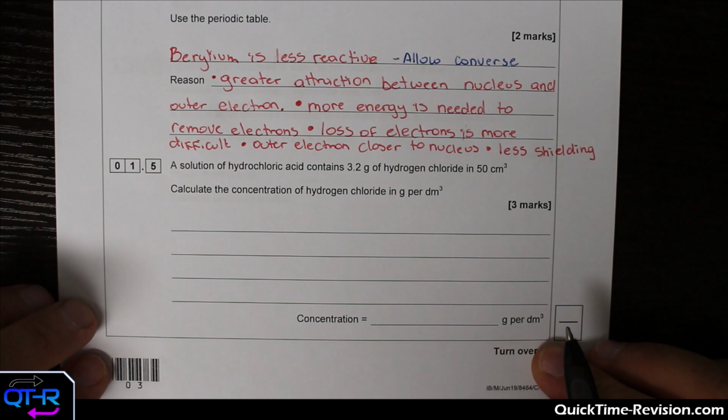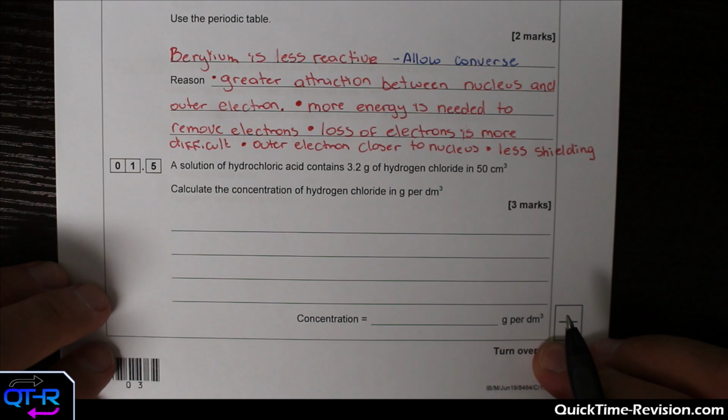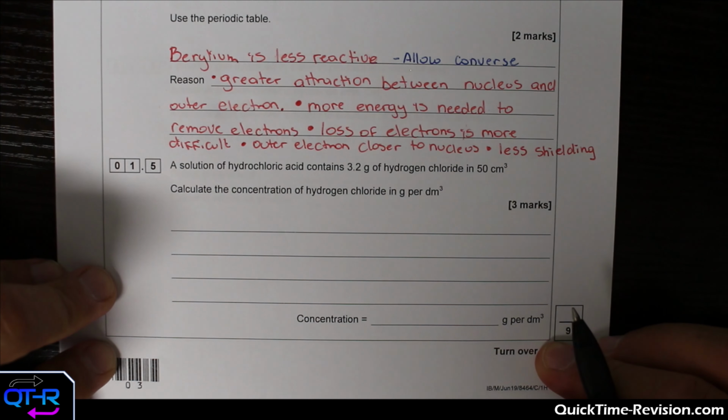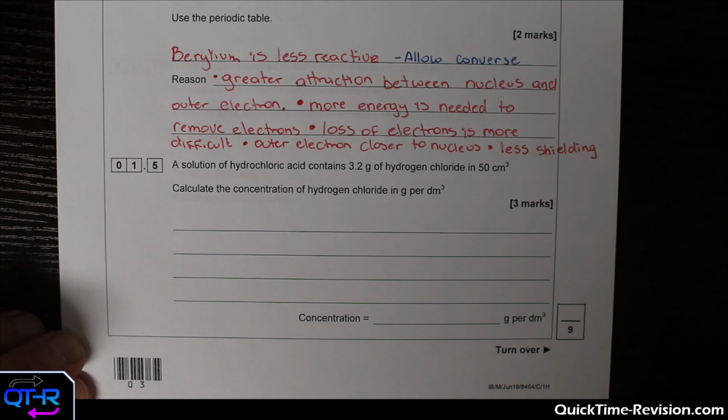Right, so let's go now to question 1.5. A solution of hydrochloric acid contains 3.2 grams of hydrogen chloride in 50 centimeters cubed. Calculate the concentration of hydrogen chloride in grams per decimeter cubed. Right, so in a question like this, there is a technique we can use to break down the question section by section in order to get this calculation right.